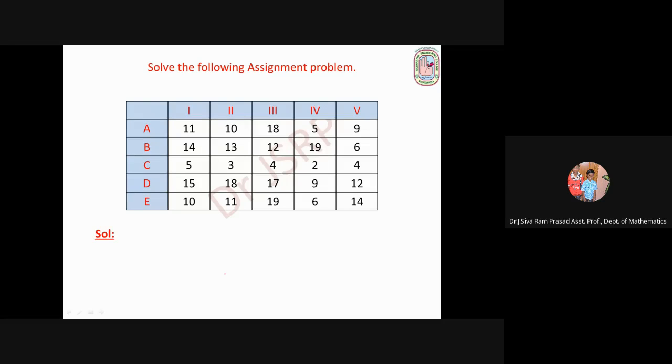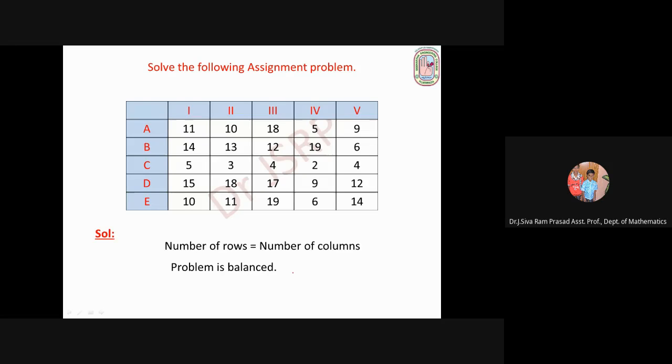Recall the steps involved in the Hungarian method. First, before solving, we have to check whether this problem is balanced or unbalanced. How do you check balancing of the assignment problem? The number of jobs equals the number of persons. That means the number of rows equals the number of columns. Here the number of rows is 5 and the number of columns is also 5, that is, 5 jobs and 5 persons. So the problem is balanced.